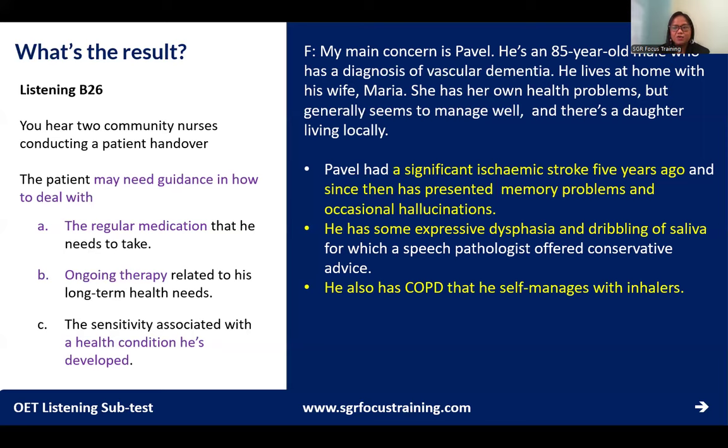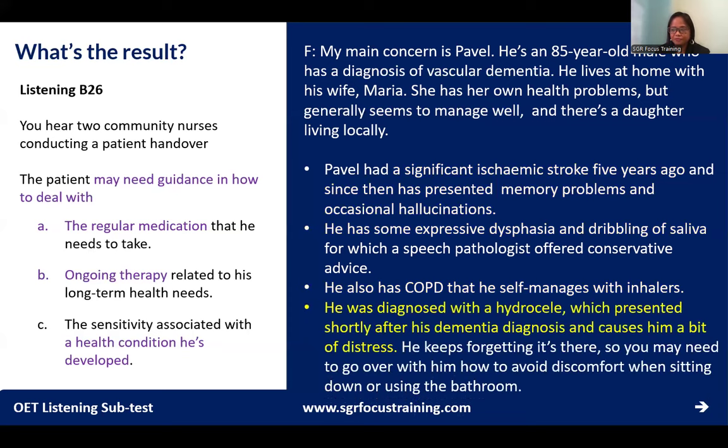The reason is, if you come back to your question, you need to find something that he needs help with, may need guidance to deal with. At the moment, we didn't hear that he needs help here. So even though you heard everything about B, it is the wrong answer. We then continue listening. We heard that he was also diagnosed with hydrocele, which presented shortly after his dementia diagnosis. Presenting shortly means a health condition that he has developed. It's a new one, okay?